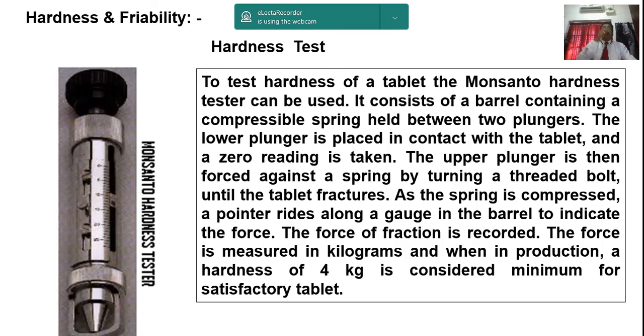And you see now we have come to the hardness test. How to identify with the hardness tester. First we have hardness, very important for the tablet. Tablet production has many parameters. Hardness of the tablet is very important.